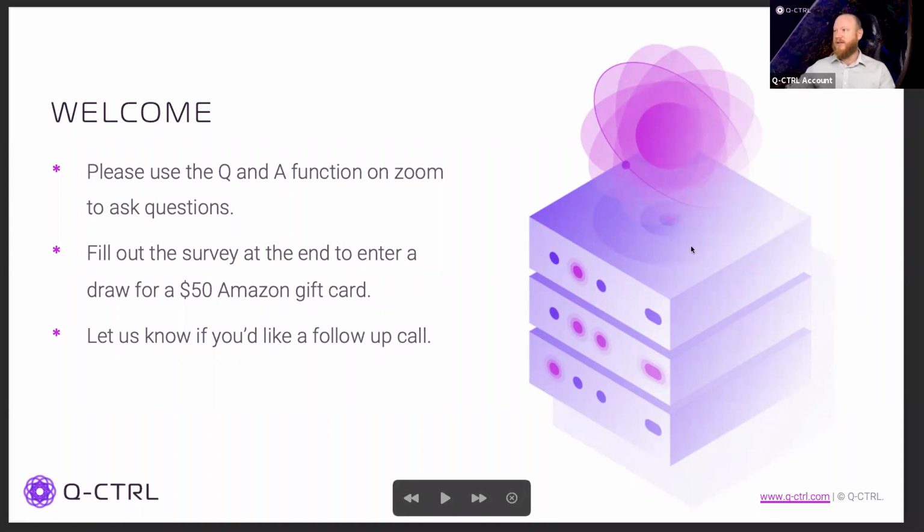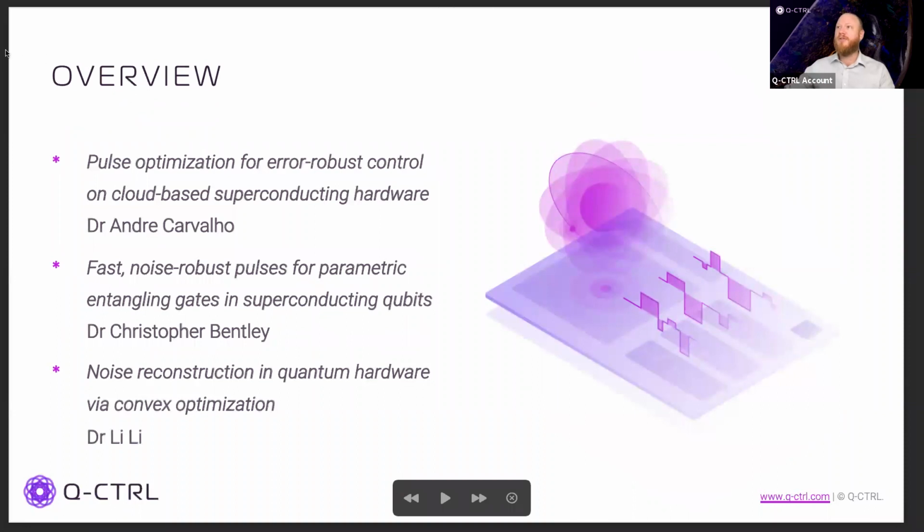So the format of today is going to be in 3 parts. First, the first presentation is going to be presented by Andre, who's going to present some pulse optimization results that we have done through IBM's Q's online cloud hardware. Then the next talk will be by Christopher Bentley, who will go over the optimization of some parametric gates for a Rigetti system. And then finally, Lee will do some presentations on some noise reconstruction techniques, which have been demonstrated both in theory on NV centers and also at an experiment with cold ions at the University of Sydney. So let's get started with the first presentation by Andre.